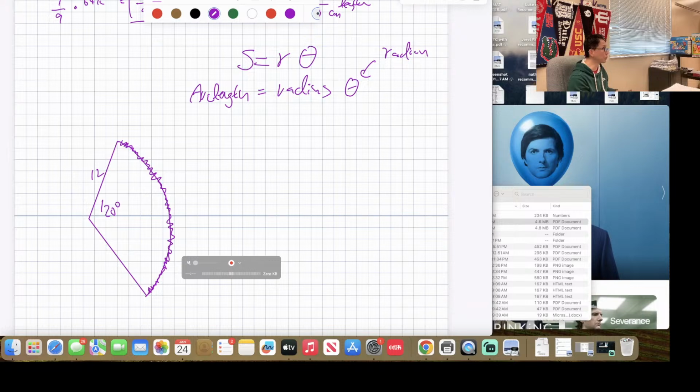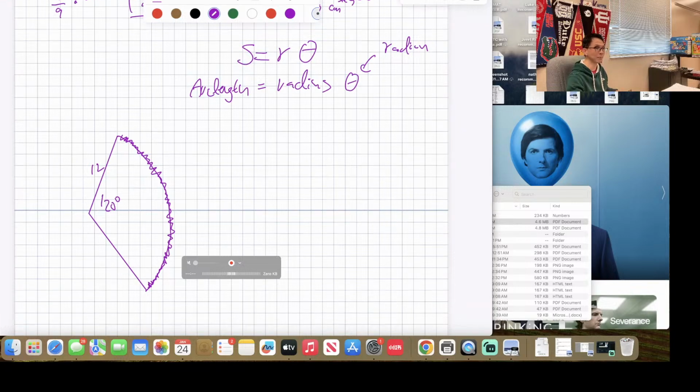So I want you to try two different ways to get this. One is the one that we talked about, which is pretty easy, right? Percentage of a circle. What's the percentage here? About 33.333%, right? Because it's 120 over 360. Do you guys get that? Times 2 pi r. R is 12, right? So that's equal to 1/3 times 24 pi. And the answer is what? 8 pi, right?